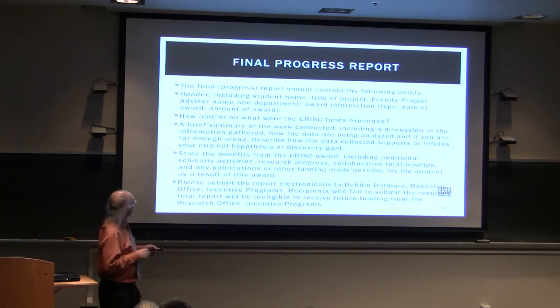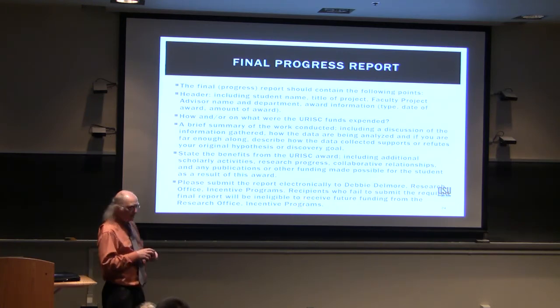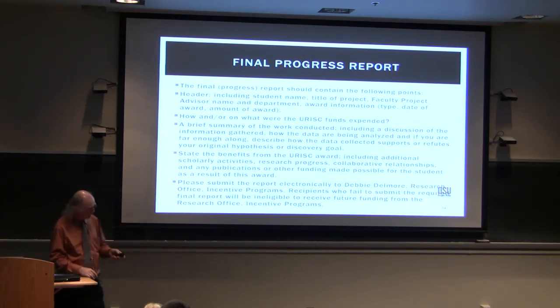All right. There's the progress report. The final report should contain the following points. How were the funds expended? A brief summary of the work. State the benefits of the award. And submit electronically to Debbie Delmore. Recipients who fail to submit the required final report will be ineligible to receive future funding from the Research Office incentive programs. That's specifically you, but it may jeopardize your professor's ability to get things. That's why I say you want to make sure you get these things done. You stay on the right side of the professor.